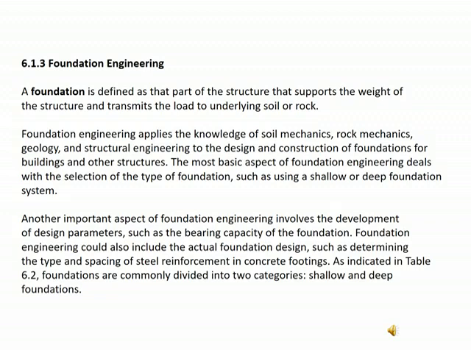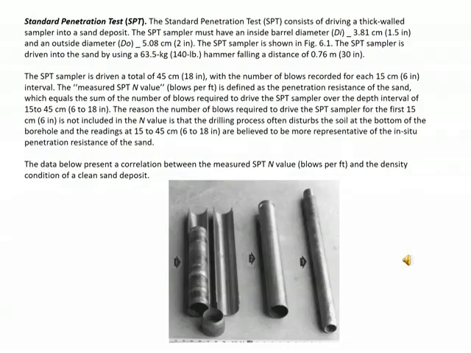Standard penetration test. For this penetration test, we have to utilize a driven split-spoon water sampler into the sand deposit. It has an inside barrel diameter of 3.81 centimeters and an outside diameter of 5.08 centimeters. The sample is taken, and the SPT sampler is driven a total of 45 centimeters, 18 inches, with the number of blows recorded for each 15 centimeter interval. When you measure it, we have to drive and count how many blows we need. So this is the measured SPT value, blows per foot.